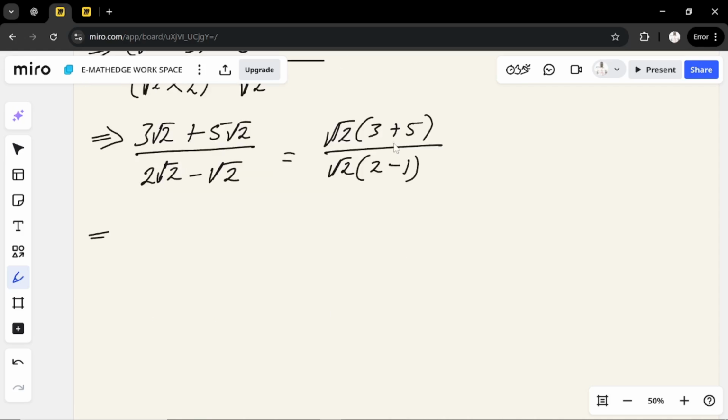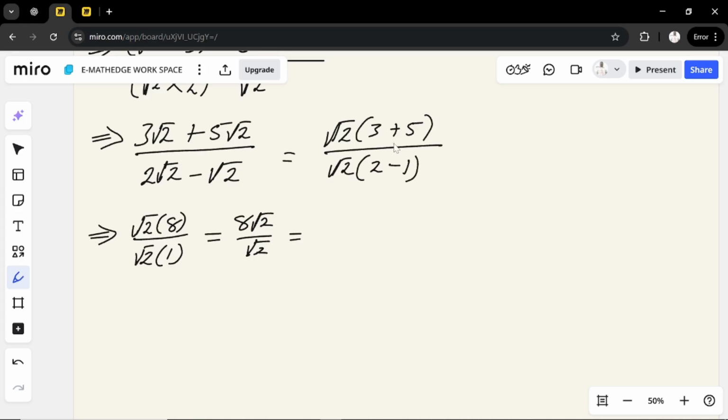Simplifying this further, this implies that 3 plus 5 is going to give us 8, right? So we are going to have the root of 2 multiplying 8 all over 2 minus 1, which is going to give us 1, right? So we are going to have 8 root 2 all over 1 multiplying the root of 2, which is the same thing as root 2.